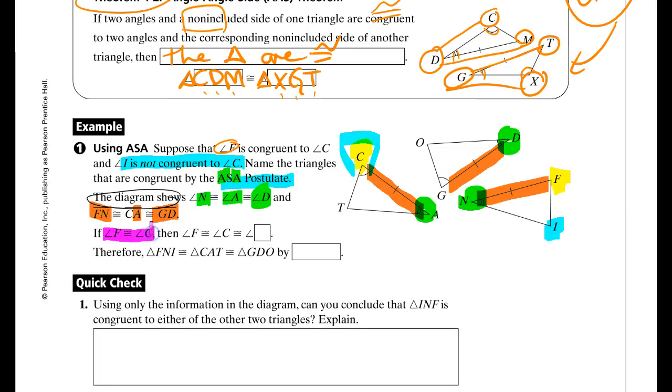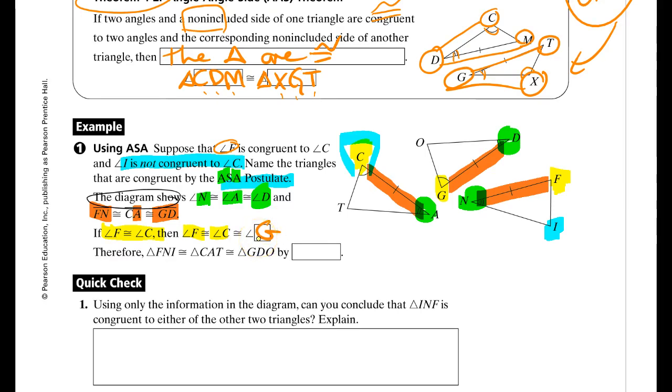If F is congruent to C, oops, I should have done that in yellow. Let's redo that in yellow because that was what they told us before. F congruent to C, got it. Then F is congruent to C and would also be congruent to G. Well, where did that come from? Hold on, I got orange. So this should be a G in that box.